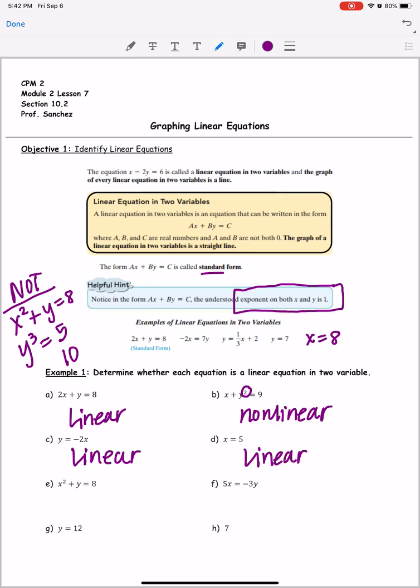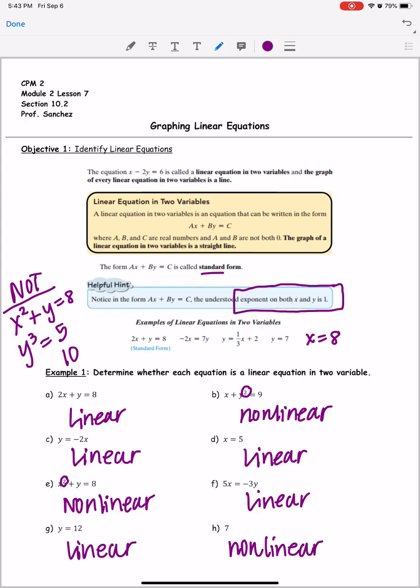Because of this squared here, I can't get a circle around that very well. There we go. Non-linear. You have x to the first, so linear. Again, y to the first, you have at least one variable that is linear. And then you are missing variables. You don't even have an equation. So this one is not even an equation, but I guess we can say it's non-linear just for the purpose of this. Okay.